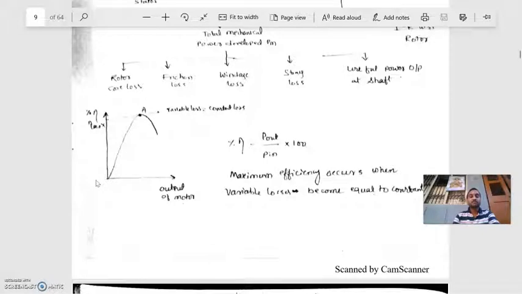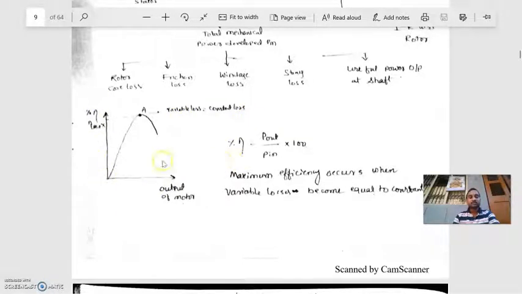Once you know the efficiency and losses, to find out the performance we need to know where the maximum efficiency will occur. So there is a condition for maximum efficiency: variable loss is equal to the constant loss. The point A shows the maximum efficiency. At this point, the variable loss is equal to the constant loss.